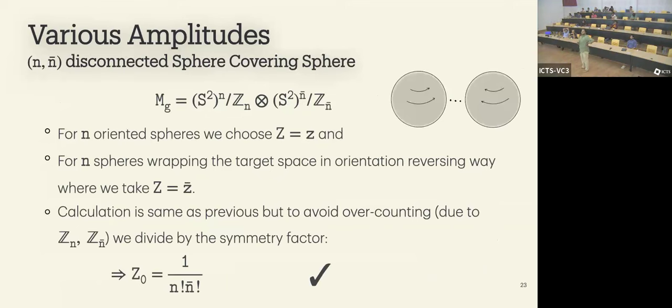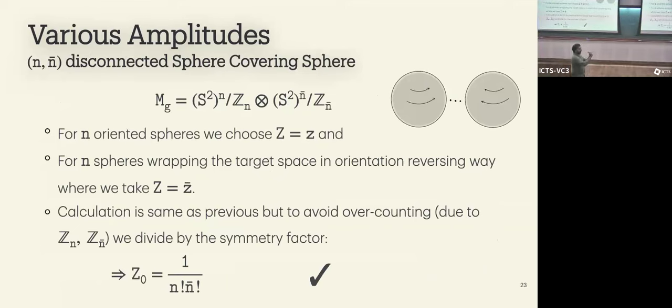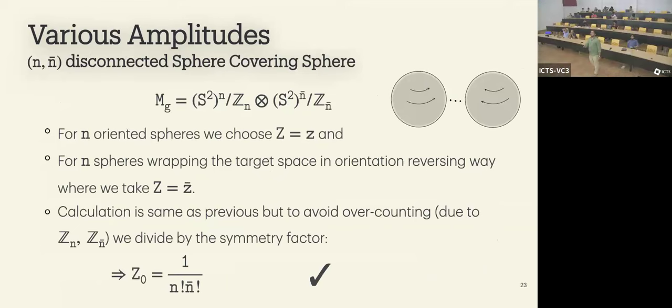Yes. Let's say n comma n bar disconnected spheres covering the sphere. Disconnected spheres also don't have any moduli. So there is no connection between two worldsheets. Again, because of this S2 mod Zn, there is no distinction between n number of surfaces, you have to divide by n factorial and n bar factorial because of the n bar number of surfaces. Again, you get the number correct without any moduli. Okay.